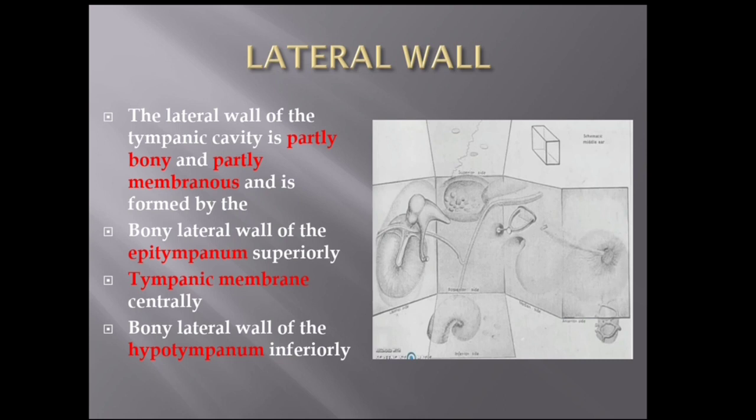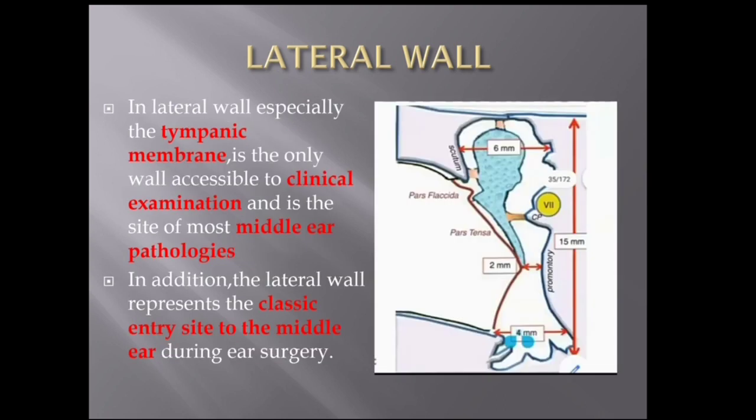Now lateral wall in detail. In this diagram we can see this box represents the tympanic cavity, and this diagram shows the tympanic cavity with the anterior wall removed. This is the lateral wall, this is the medial wall, this is the roof, floor, posterior wall. So this lateral wall is partly bony, partly membranous. Upper part is formed by the epitympanum superiorly, the middle part is the tympanic membrane, and in the lower part the hypotympanum.